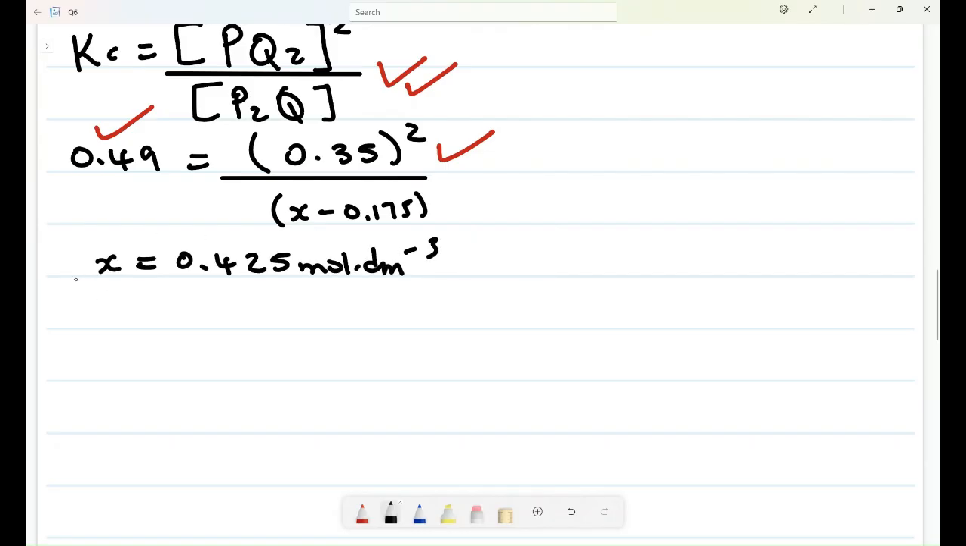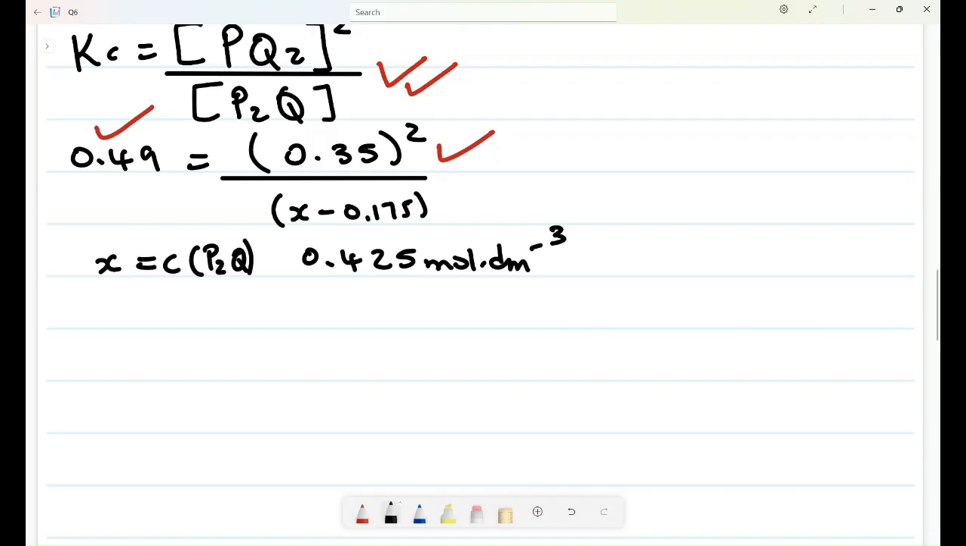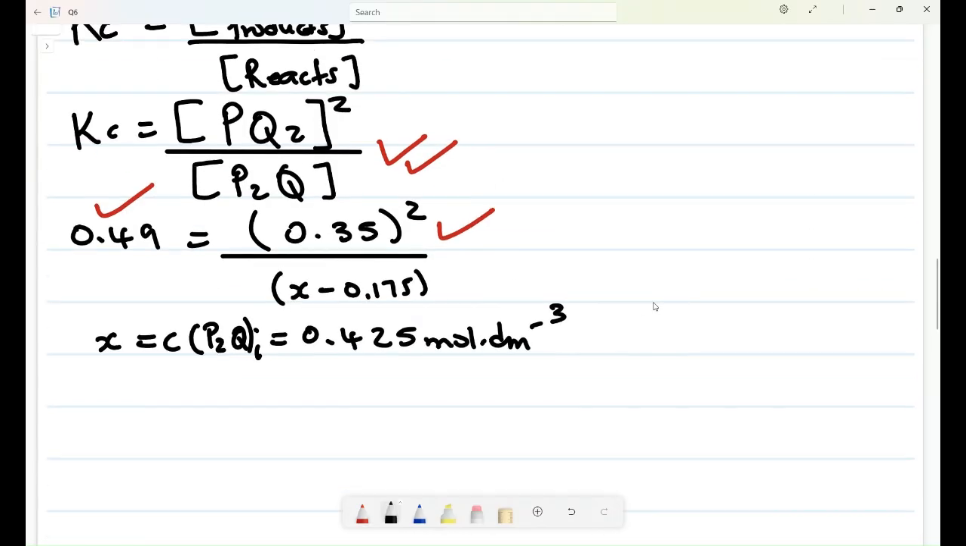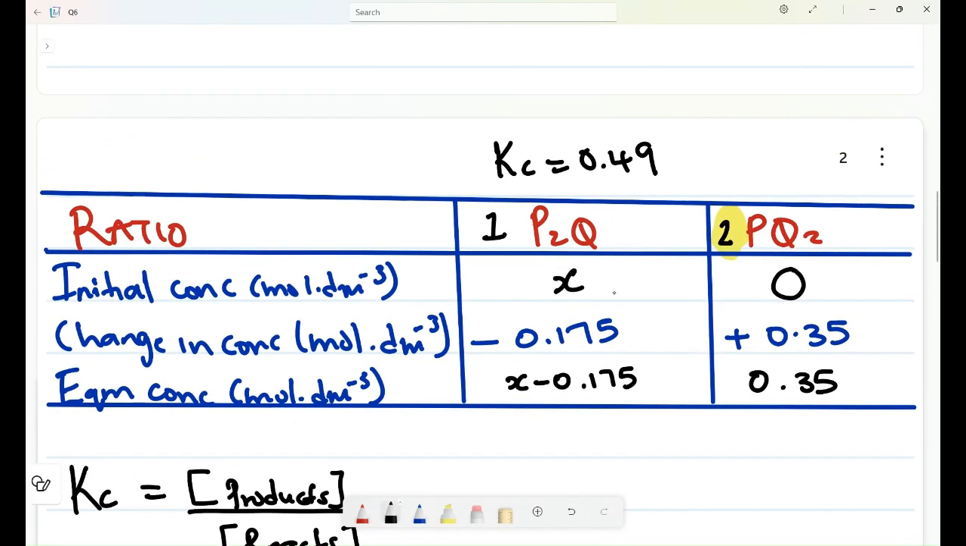Now I want you to realize that this X, which is the concentration of P2Q initially, is equal to that. So how can this help me? It can help me get the number of moles. Why am I saying X? It is the initial concentration, because you can see the initial concentration is X.